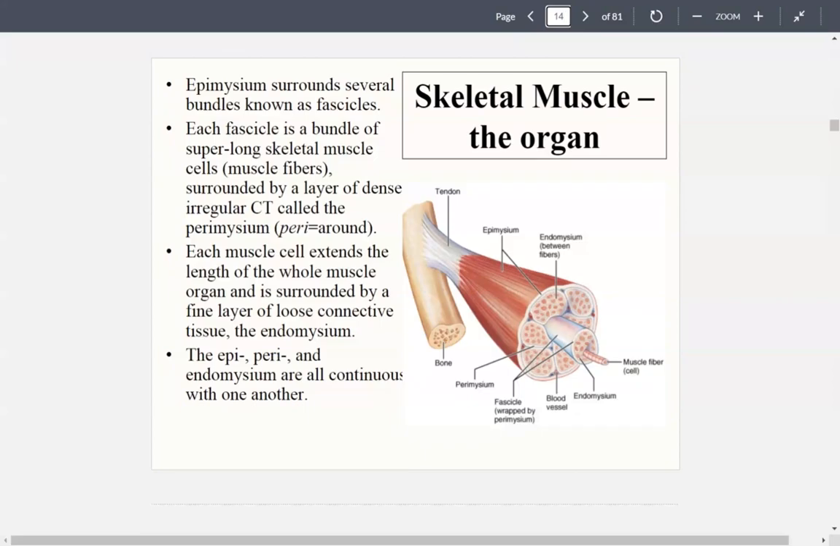Then moving inside the fascicle to each cell, these individual muscle fibers are going to be surrounded by a fine layer of loose connective tissue. This membrane is referred to as the endomysium. So we have an overall layer membrane. We have a membrane clumping them into bundles, and then we have a membrane that's around each individual fiber. All of these membranes are going to run into each other, and all of these membranes are going to run into the tendon at each end.